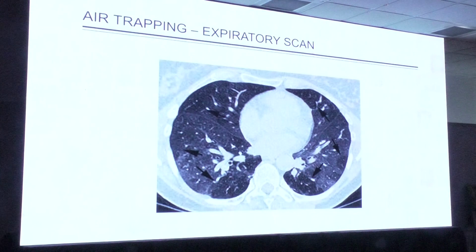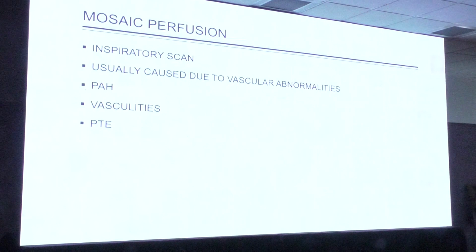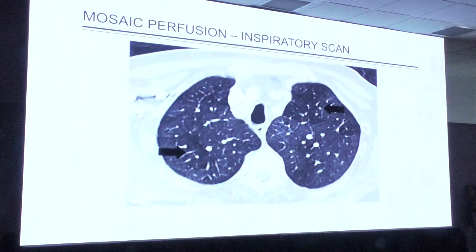So this is how air trapping looks like. All those areas which are less in density are where your air trapping is, and this is an expiratory scan. Coming to mosaic perfusion, it's an inspiratory scan, usually caused by vascular abnormalities like pulmonary artery hypertension, vasculitis, and pulmonary thromboembolism, where there is decreased perfusion. That is why it is called mosaic perfusion. So this is an inspiratory scan showing areas of hypodensity because of less vascular perfusion to those areas.